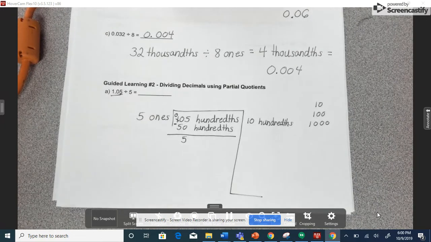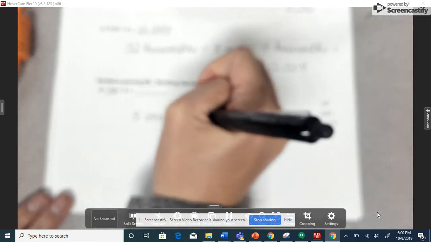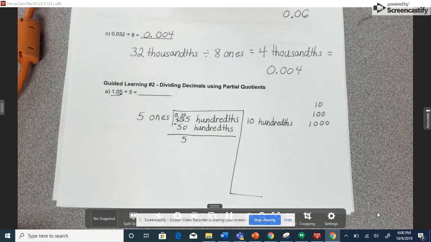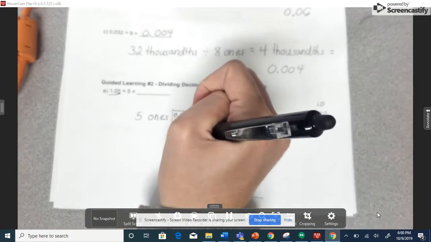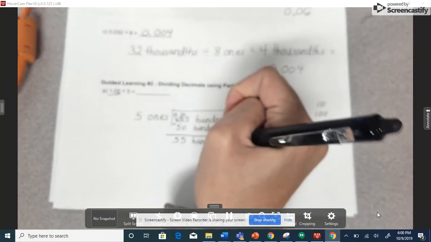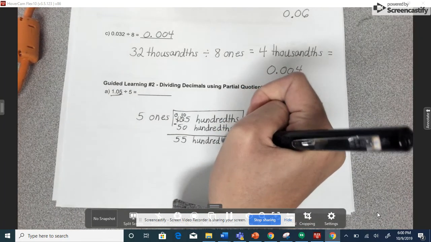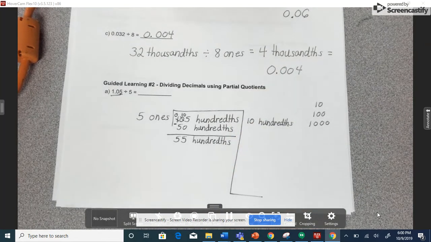And now that we've regrouped from our hundredths, we have 10 tenths. So now we can do 10 minus 5 is 5. And we have hundredths. So 105 hundredths minus 50 hundredths is 55 hundredths.